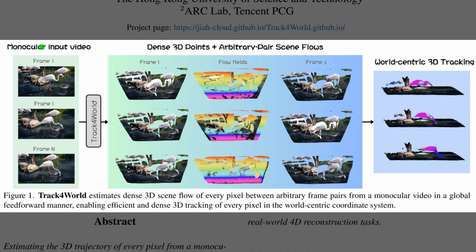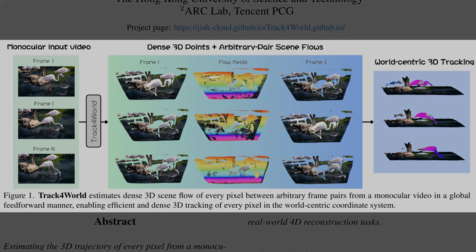Okay, Figure 1 illustrates the core pipeline of the Track4World model. On the left, it takes standard monocular video frames as input. Then, in the middle, the model estimates both dense 3D points and scene flow, which essentially represents the 3D motion of every pixel between any arbitrary pair of frames. Finally, on the right, these pairwise flows are fused to reconstruct complete, world-centric 3D trajectories, meaning it successfully tracks all pixels in a global coordinate system.